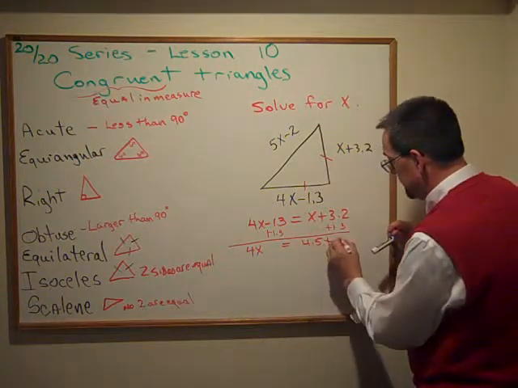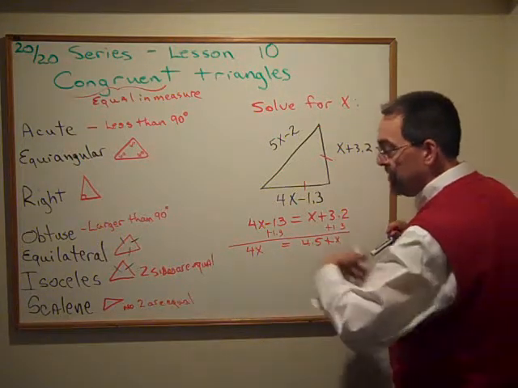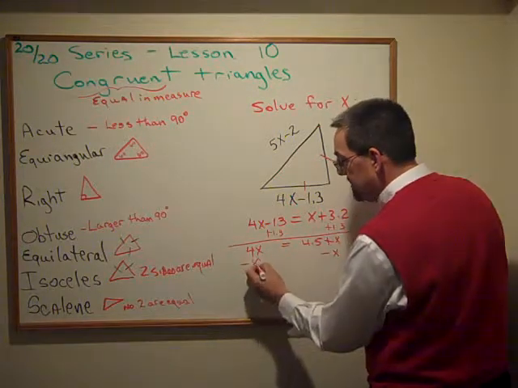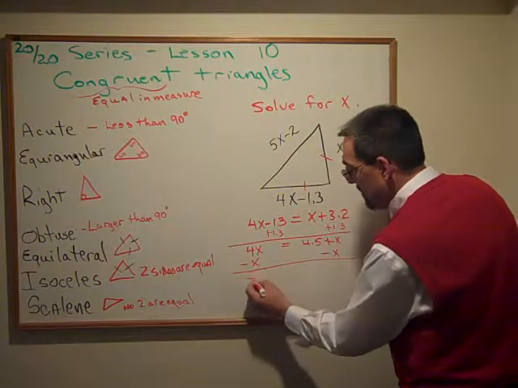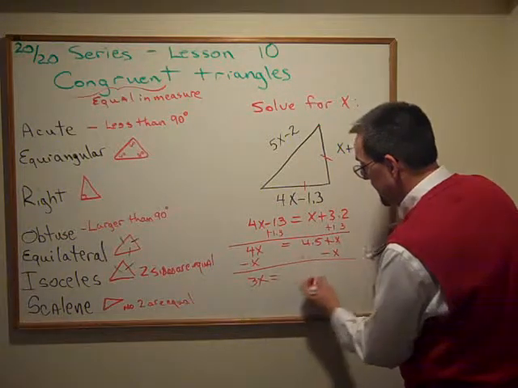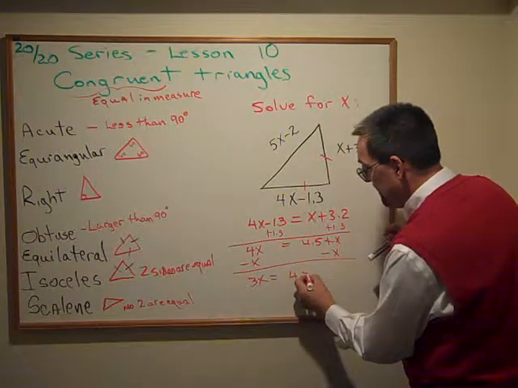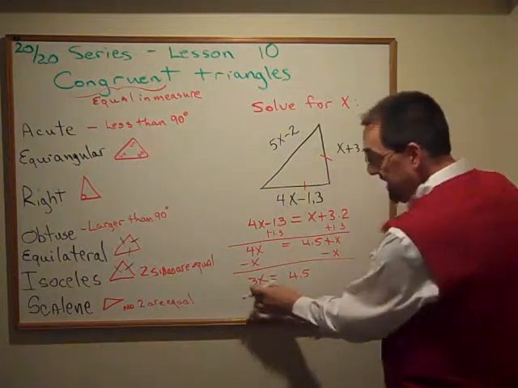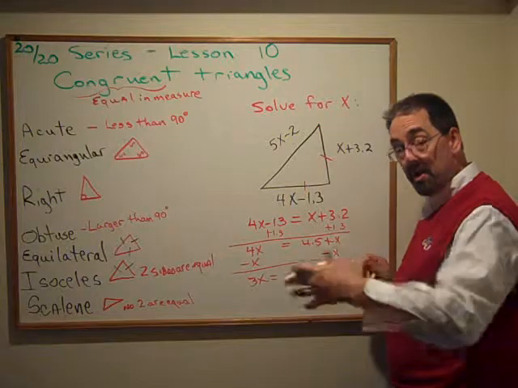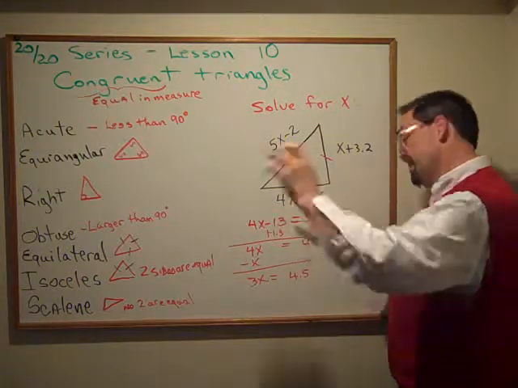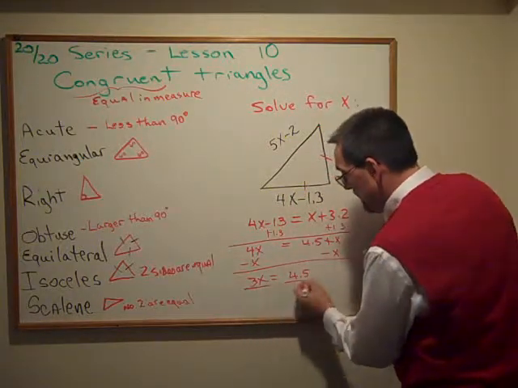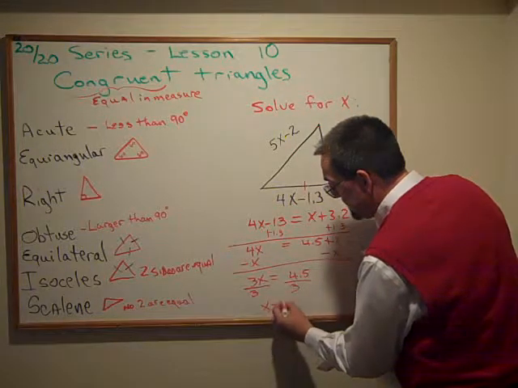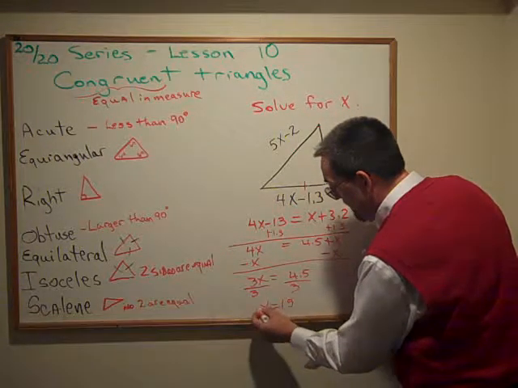Good catch. Now let's move that variable to the other side, so we're going to subtract x from both sides. 3x equals 4.5. I have to isolate the x. We have to get it by itself. How do we undo a multiplication? Division. Divide both sides by 3. And x is 1.5.